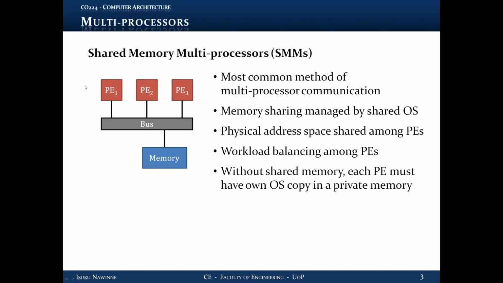So those operating system codes are private to each individual processing element. So the operating system is not shared. When the operating system is not shared, then sharing of memory to communicate cannot basically be done, right? So you need some other mechanisms. We will also talk about that after we talk about shared memory multiprocessors.